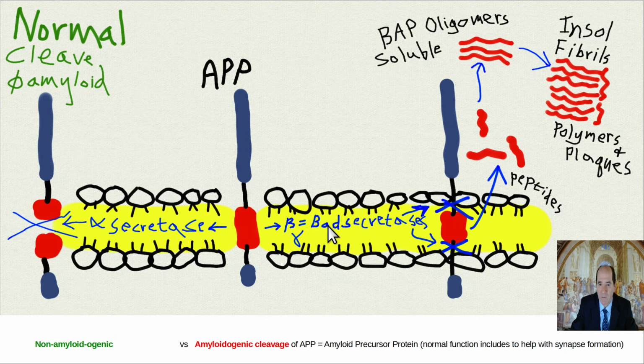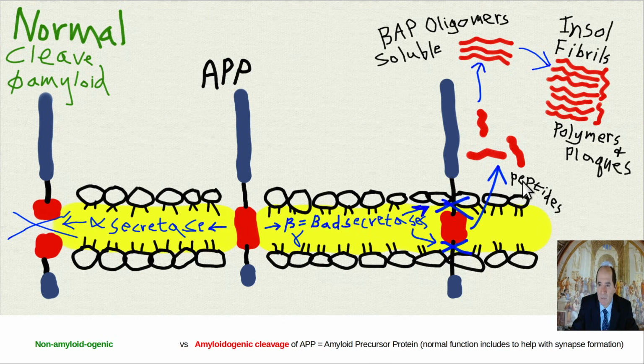Okay, on the other hand, if it gets cut by B, for the bad secretase, that'll cut just above it, and then gamma secretase cuts just below it. Then that will release the amyloid peptide, just the individual little beta-amyloid 42. I think less than 50 consecutive amino acids is called a peptide. Over 50 it would be called a protein.